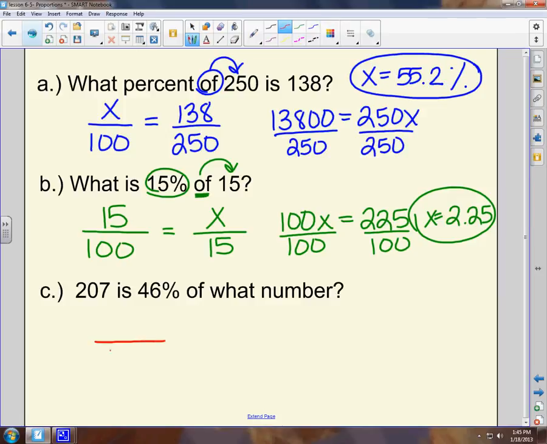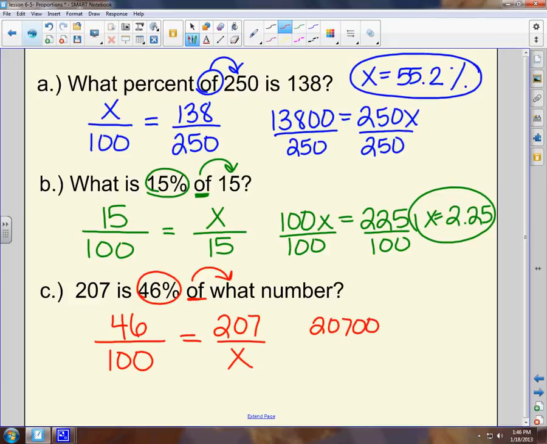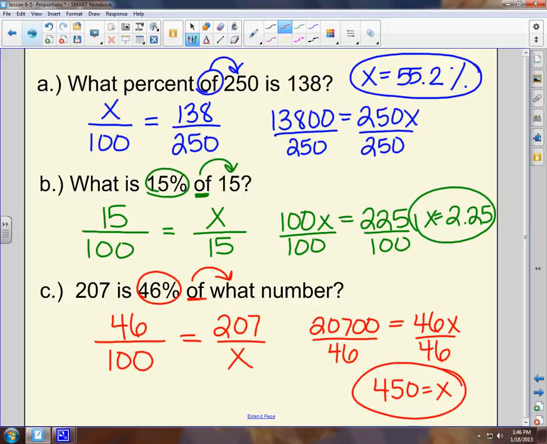And lastly, I'm going to set up my proportion. I'm going to put 100 at the bottom. And then I'm going to look for a percent. There's 46, so that goes right here. I look for the word of, and the number right after it. There isn't a number, so that's x. And then 207 goes on the top. So 207 times 100 equals 46x. And then I divide by 46. Equals 450. Did we just do this problem? Oh well, extra practice. All right, that is it for your notes.